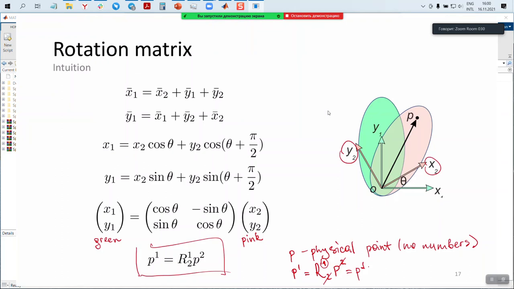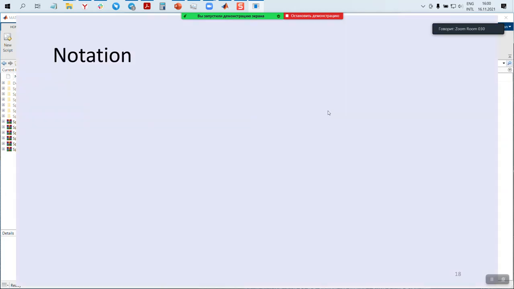Let's go and derive a correct and full representation. But before we do this, that was just an intuition, and now let us derive a formal form. Before we do this, we need to recap some math concepts.